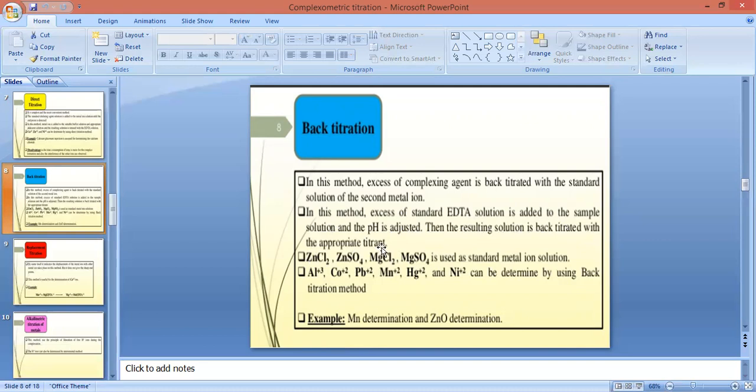Examples of drug substances which come under back titration are zinc chloride, zinc sulfate, magnesium chloride and magnesium sulfate. These are also used as standard solutions. The metal ions which can be determined by back titration are aluminum, cobalt, lead, manganese, mercury and nickel. So these are examples of metal ions which can be determined by this type of titration.